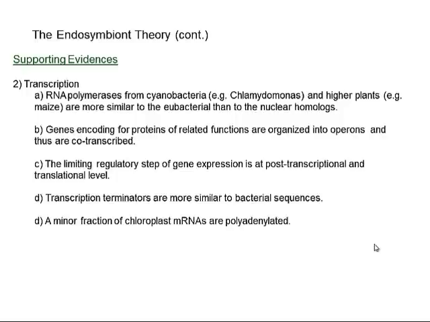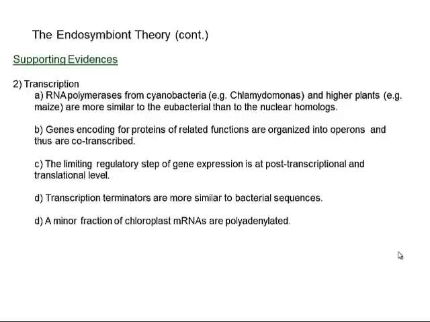And the limiting regulatory step of gene expression is at the post-transcriptional and translational level. So in the nucleus, a lot of the regulation is on transcription. So if you don't get messenger RNA being produced, then you end up with relatively low levels of messenger RNA and therefore protein. But in chloroplasts, you can have messenger RNA which sits quite happily in the chloroplast, and the levels of its regulation can be by post-transcriptional and post-translational.